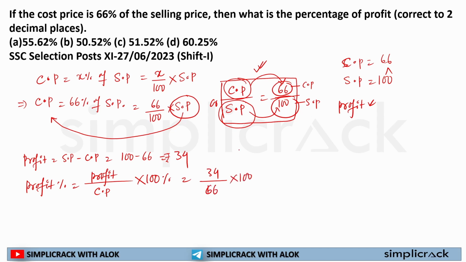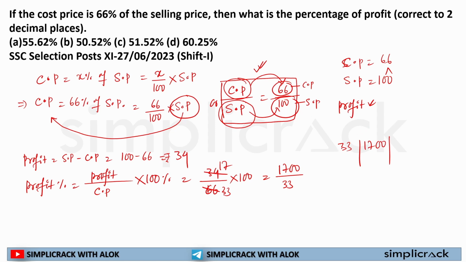So how can I solve it? I can solve it like this. I will divide 66 by 2, that is 33. I will divide 34 by 2, it is 17. So 17 into 100 is equal to 1700 divided by 33. And if I solve 1700 divided by 33, I will get my answer.